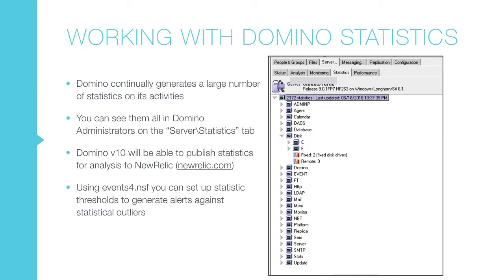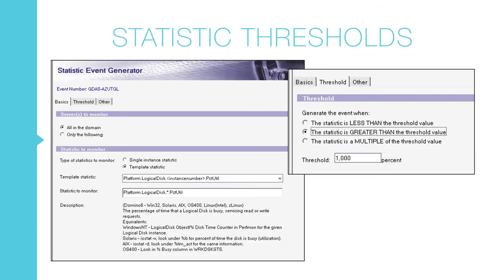What that does is generate alerts for any statistical outliers. So I can generate an alert if my disk space drops below 20%. I can generate an alert if my available memory trips above a certain level. So in events4.nsf, this is a statistic event generator. You can see I'm saying every server in the domain, I want to form a platform logical disk percent util. What that's saying is I want to know the percentage of time that a logical disk is busy.